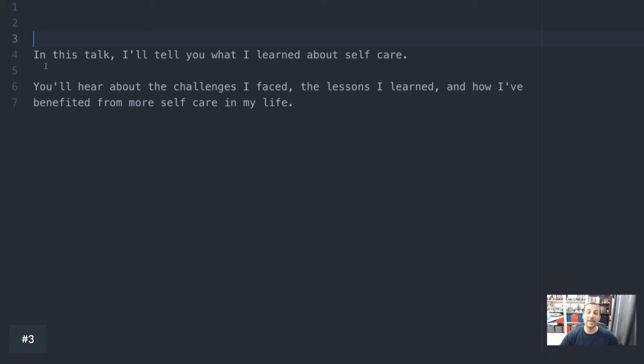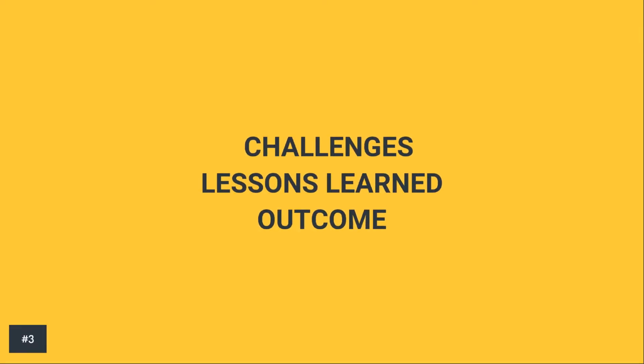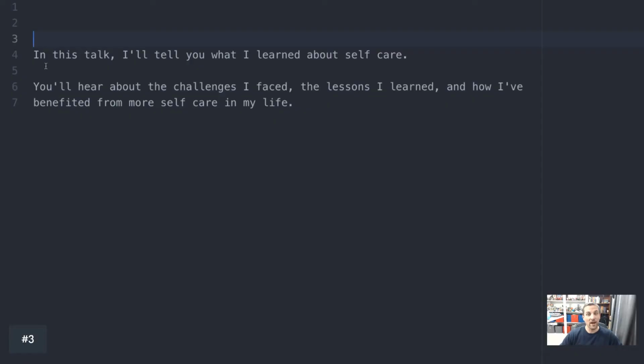So right there, we have kind of a 3-part story. We mentioned the challenges we faced, the lessons that were learned, and the benefits from that, or what that outcome was. So right there, we sort of outlined the journey we're going to go on. We're going to start at the beginning and the problem. We're going to go through what was learned, what solutions were come up with, and then at the end, we're going to look at what that outcome was.